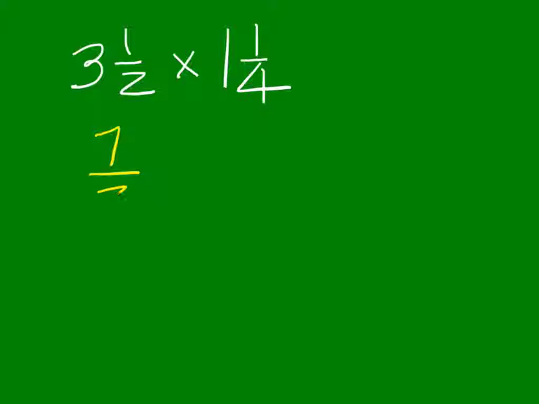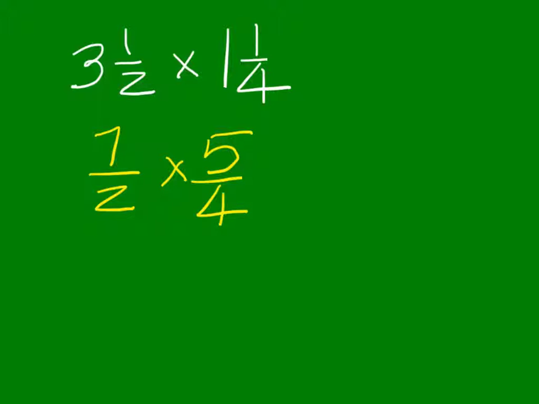Our example problem is 3 1/2 times 1 1/4. And in order to multiply these two together, you must change each to an improper fraction. So you would come up with 7/2 times 5/4.